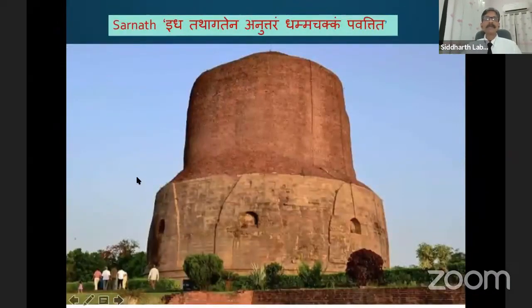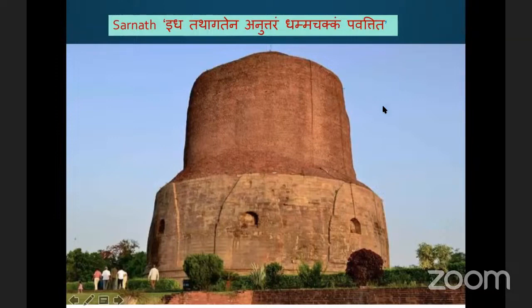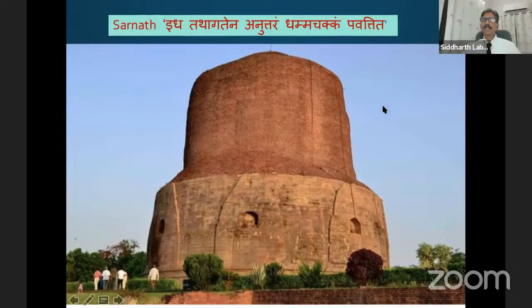The third is Sarnath, idang Tathagatena anuttarang Dhammachakka pavattitang. Here the Tathagata set the Dhammachakka in motion. When the Buddha was giving the discourse to those five companions, during the discourse itself, Kaundinya got enlightenment. And the Buddha says, now this Dhammachakka has been set in motion and nobody can stop it. Na devena na marena, na samanena va brahmanena kenaci lokasmim. I don't find any person in the entire world who can stop this Dhammachakka.